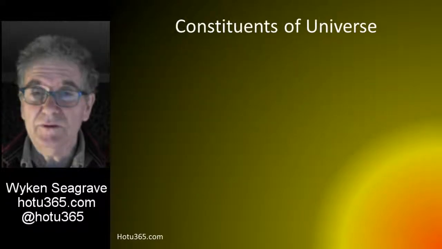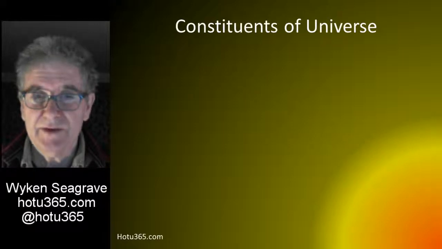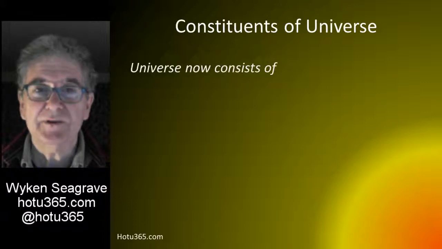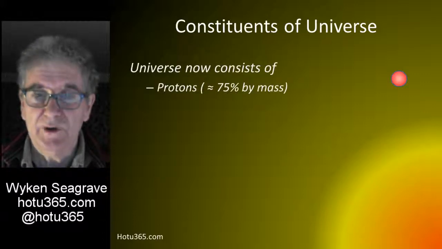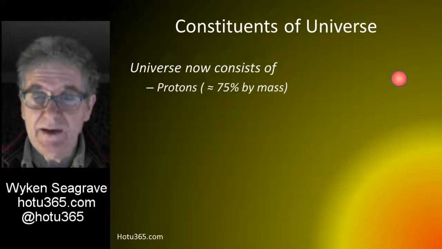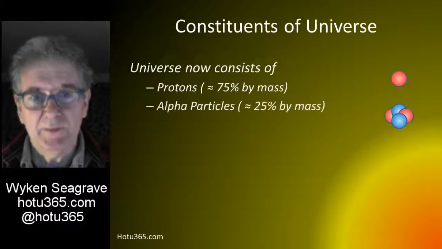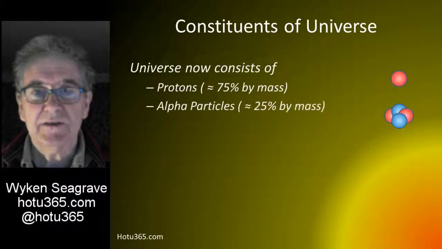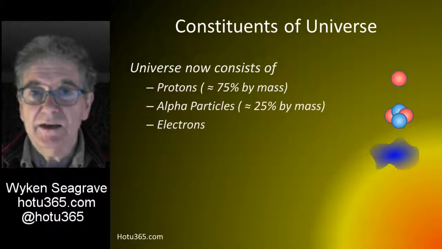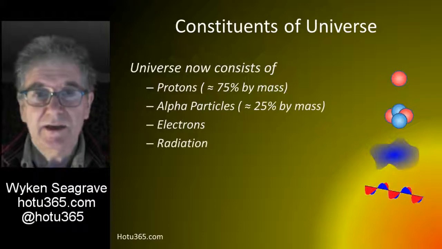So after all this process had happened, fusion and the decay of neutrons, the result was that the universe consisted of protons, about 75% of the mass of the particles that we could see, the alpha particles, which consisted of about a quarter of the mass of the particles that we could see, and then the very light electrons and the radiation.